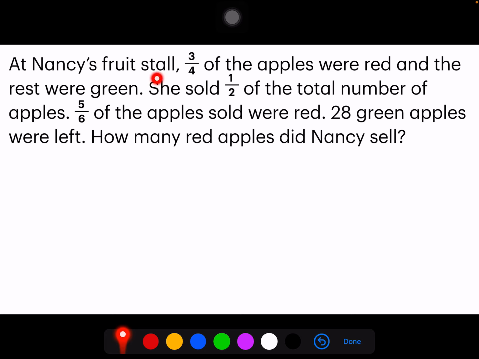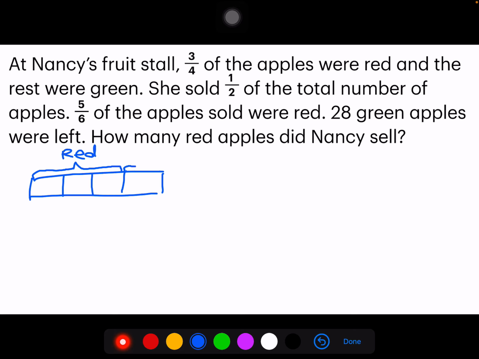At Nancy's fruit store, 3/4 of the apples were red and the rest were green. So let's start by drawing a portion. 1, 2, 3, 3 units representing the apples that were red, and the last unit to represent the apples that were green.